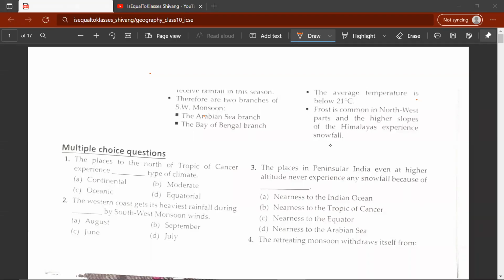In this video, we'll be revising some MCQs of geography, and I'll be making some videos on various chapters in geography, such as climate of India, soil, water resources, natural vegetation, etc. So in this video we'll be revising MCQs of the chapter climate of India.